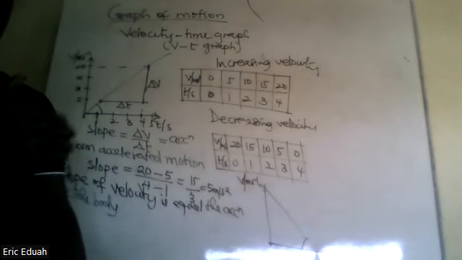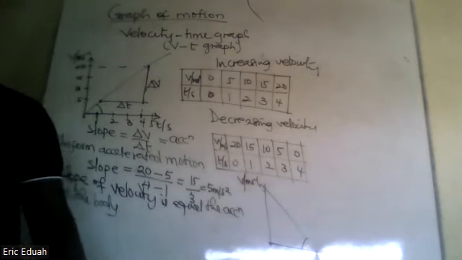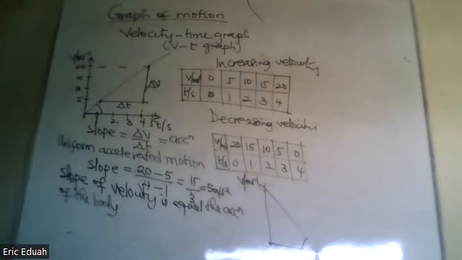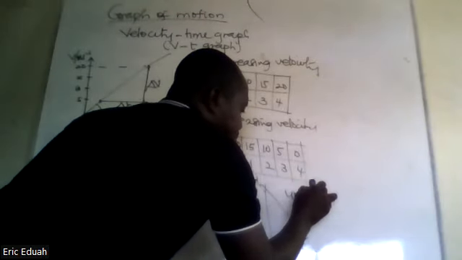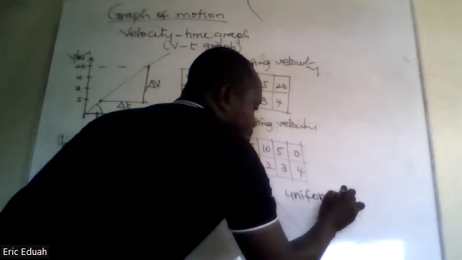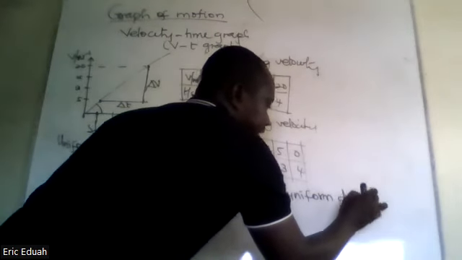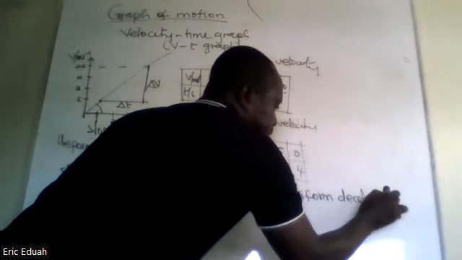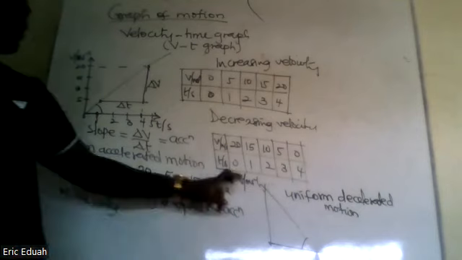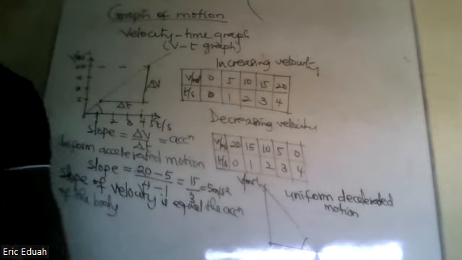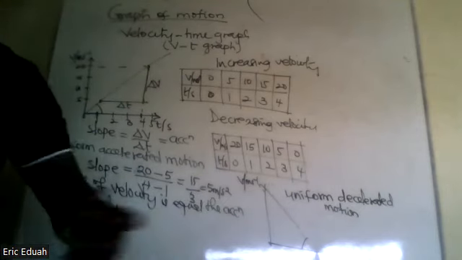So the body's speed is decreasing. Decelerated motion. So this is also known as uniform decelerated motion. Why decelerated? Because the velocity decreases within equal intervals with time.